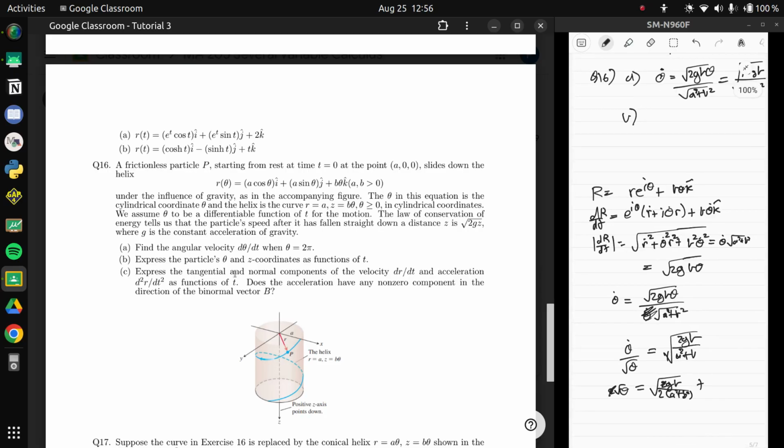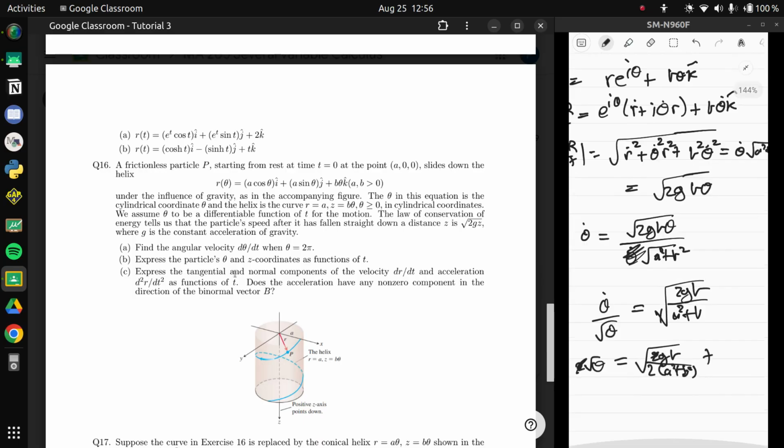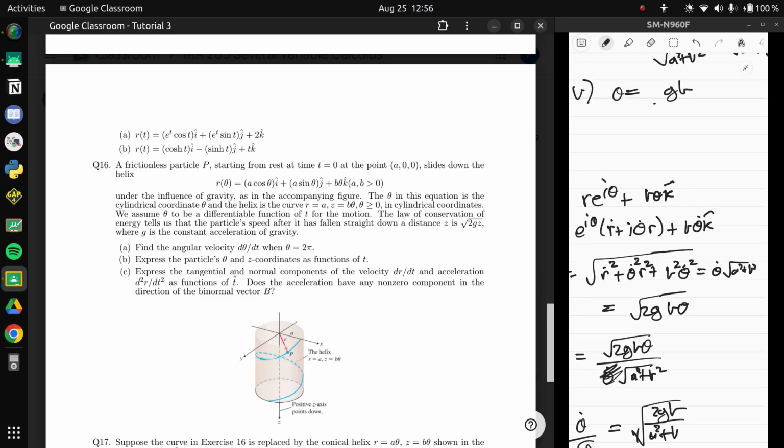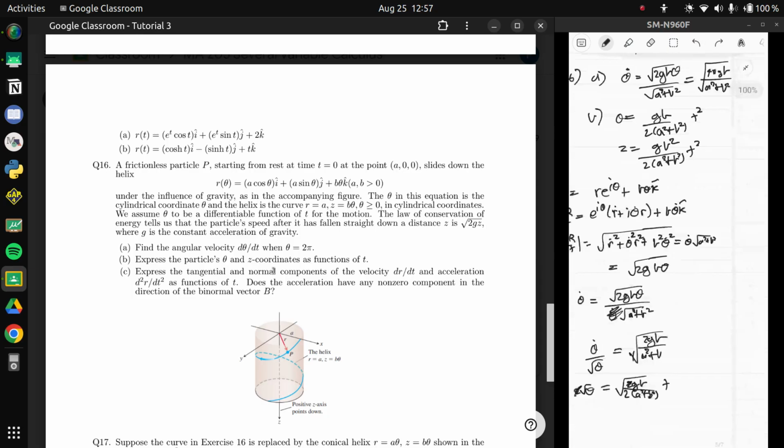Okay, that's awesome. So what do you have? You have theta is equal to gb upon 2 times a squared plus b squared times t squared, and then z is obviously just b theta, right? So it's just going to be gb squared upon 2 times a squared plus b squared times t squared, right? Just so that it makes sense, these are of the same dimension, so that's a unitless thing. And then g is meters per second squared, t squared is seconds squared, so this actually makes sense.